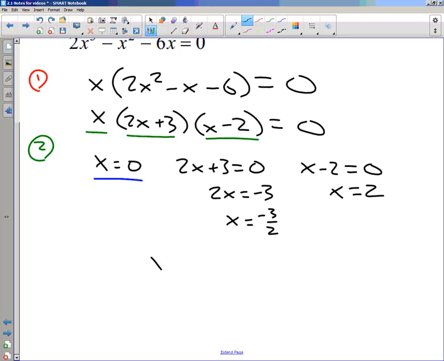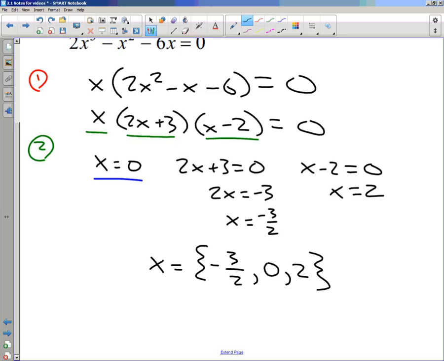There's our 3 solutions. So writing those in set notation to denote that we have multiple solutions. I'm going to put them in numerical order from the smallest to the largest. Not necessarily required, but it's good practice. And that's going to be our final solution.